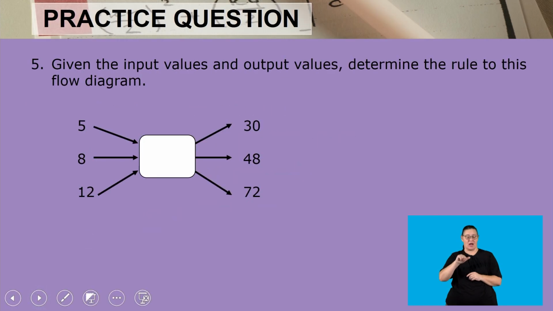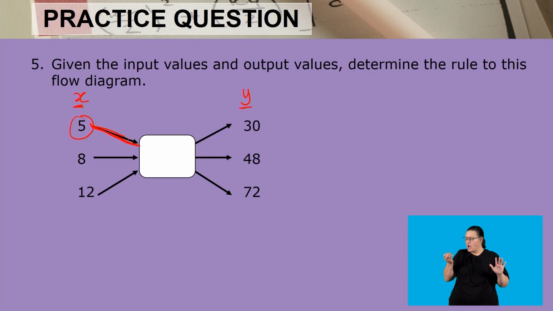Let's look at our last practice question there. So we have been given the input values and the output values. And from these values, we need to determine the rule to this flow diagram. Now remember, the input values are the x values and the output values are the y values there. So from the 5, we need to see what happened or what rule applied for us to get an output of 30.